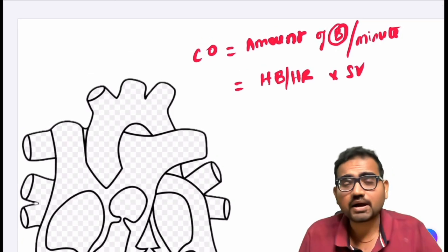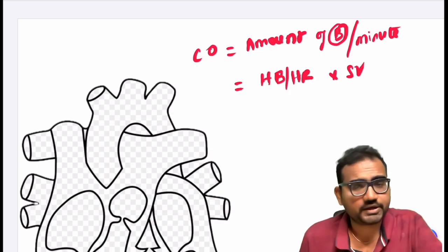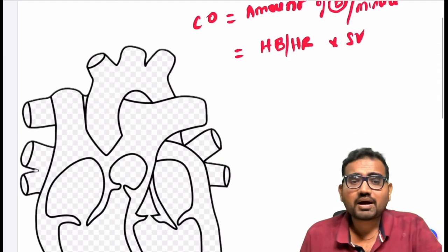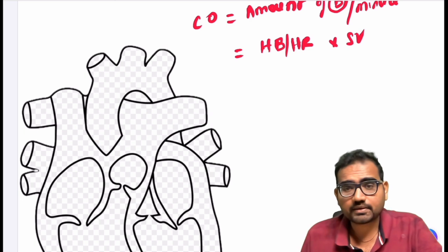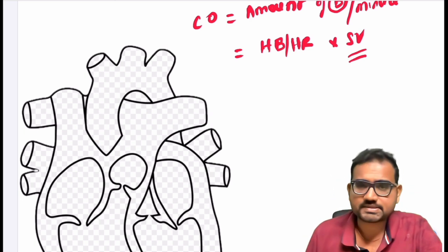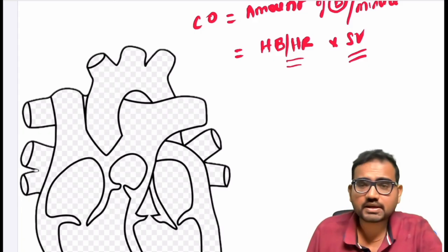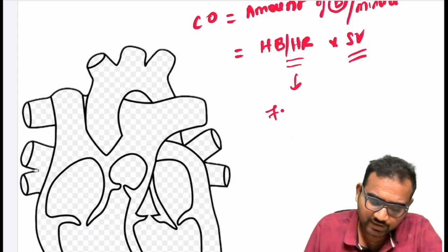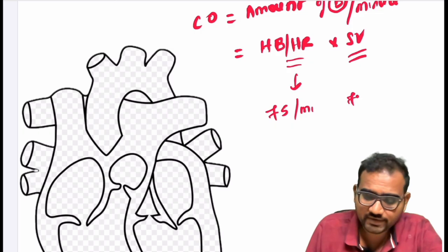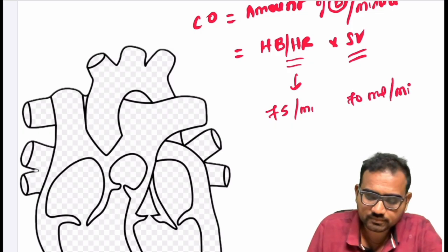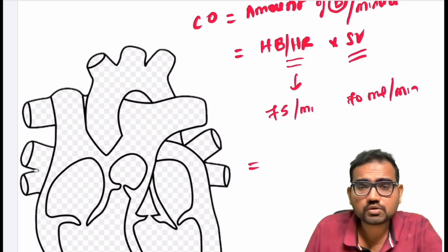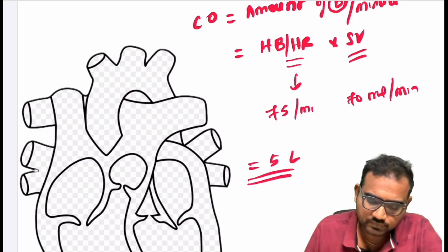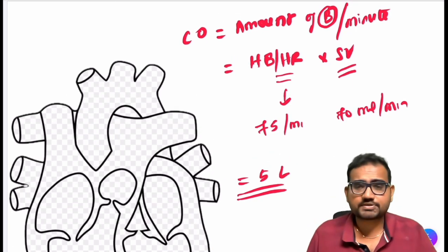So what is heart rate? Heart rate is heartbeat per minute. Stroke volume is the amount of blood pumped per beat. So usually the heart rate is around 75 beats per minute, and the stroke volume is around 70 ml per beat, which gives approximately 5 liters. So the cardiac output is around 5 liters per minute.